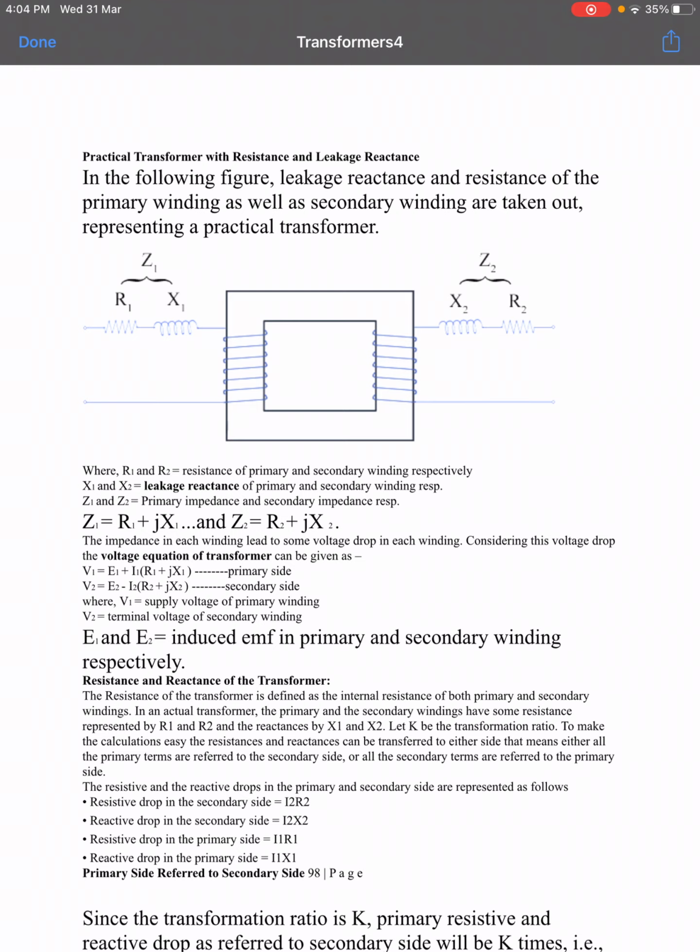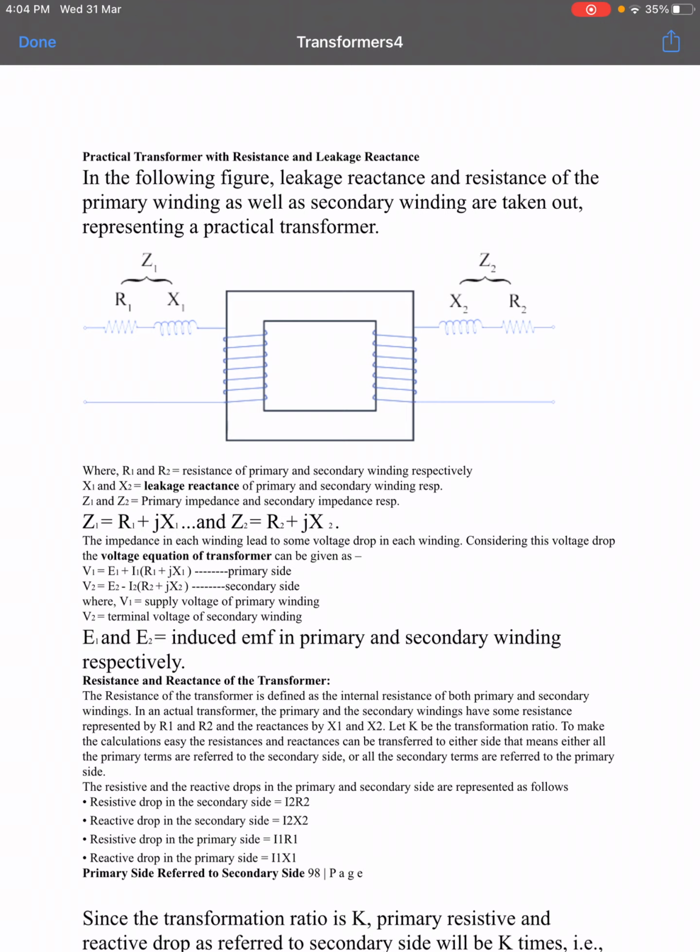Here we have some voltage drop. On the primary side, V1 equals E1 plus I1 times (R1 plus jX1). V1 is the applied voltage, E1 is the primary induced EMF, I1 is the primary current, R1 is the primary winding resistance, and X1 is the primary winding leakage reactance.